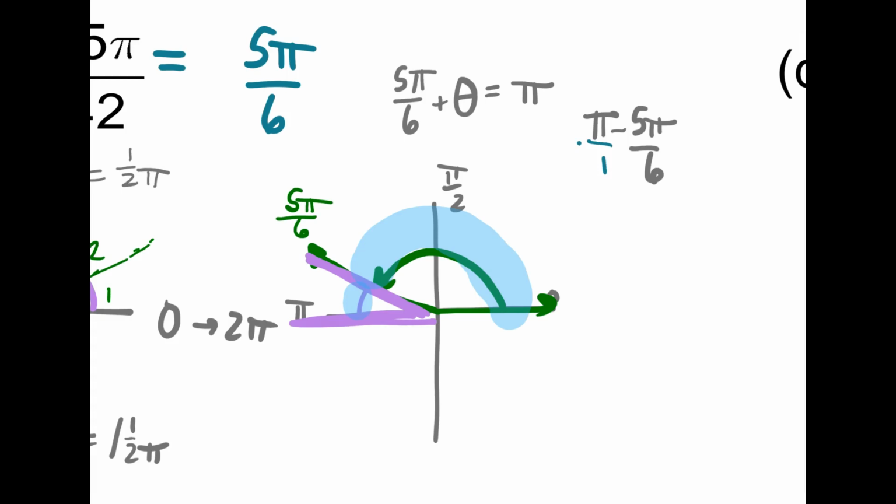That's gonna be 6 pi. You find the common denominator. Okay, so multiply by 6 over 6, so 6 pi over 6 minus 5 pi over 6.